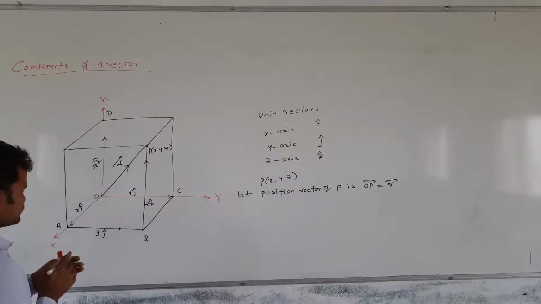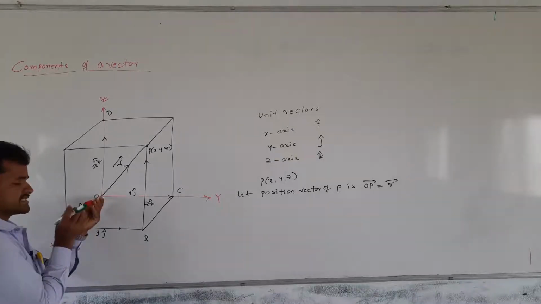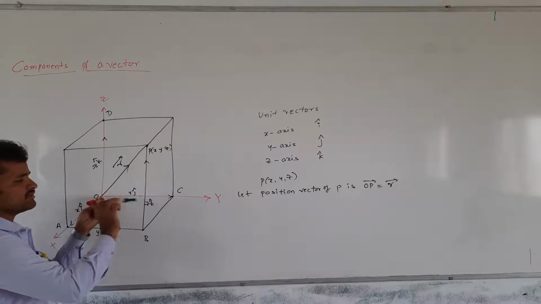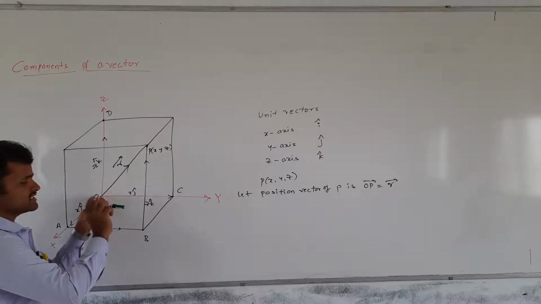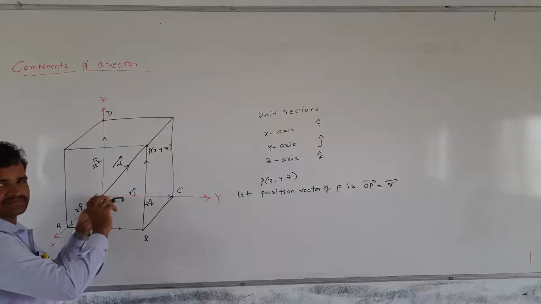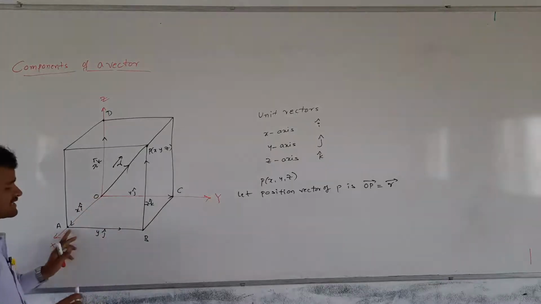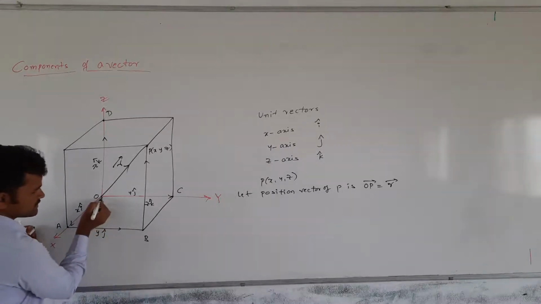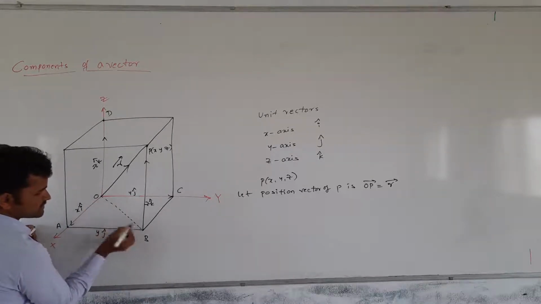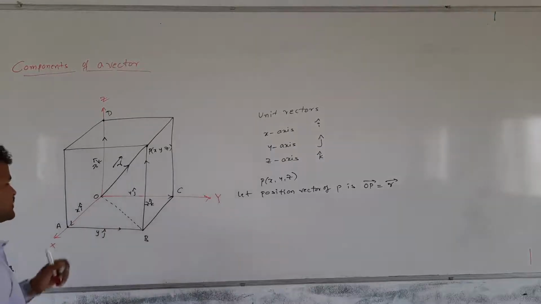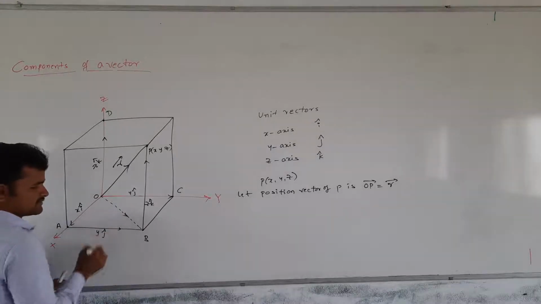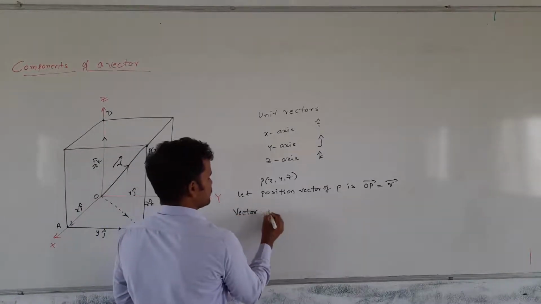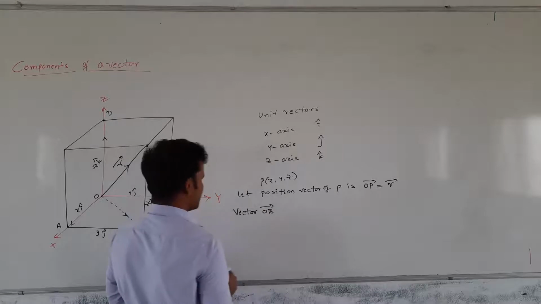See, I told you in the previous class also, this is the x axis, and from here onwards we move along the y axis. Here it is. This will be 90 degrees, right? Here is 90 degrees. As here is 90 degrees, let us join this O and B. What will be the vector OB? Vector OB I am writing here.